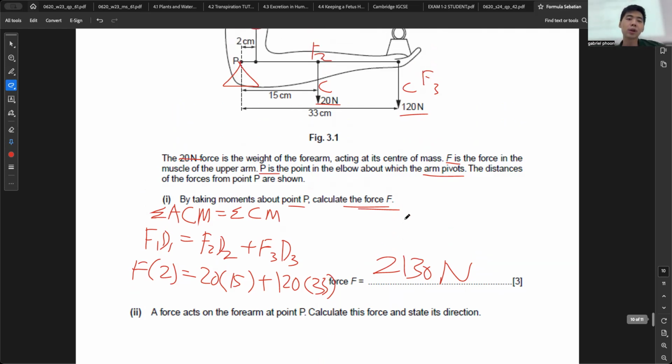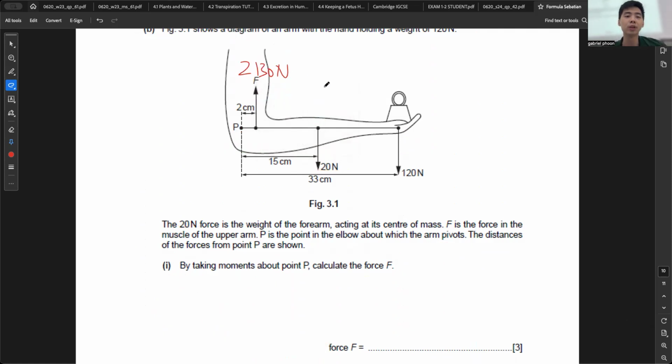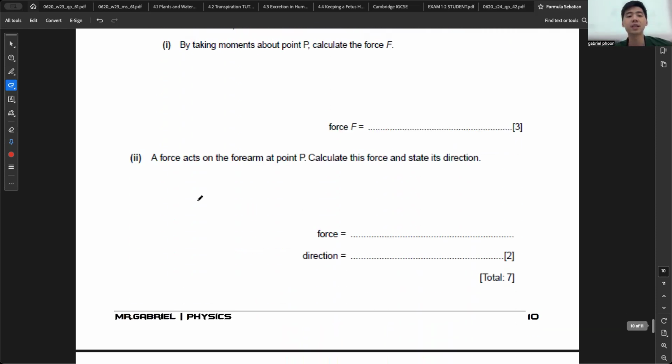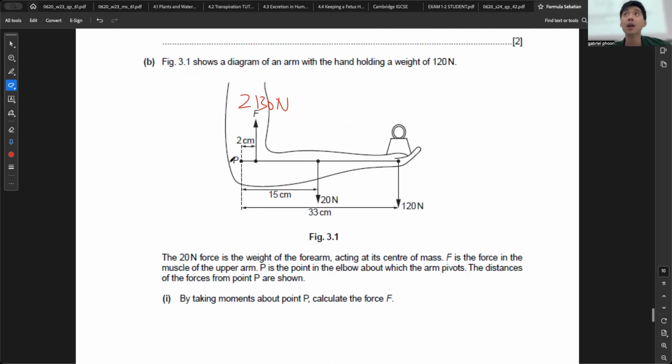Good. Okay, so right now with this new information here, we rub this all away, we get 2130 newtons. Which leads us to our next question, guys. It says that a force acts on the forearm at point P. Calculate this force and state its direction. This force could be to the left, right, down, or up, but they want you to find out how much the force is and which direction it is. Starting with the direction first: do you think it's up, down, left, or right, and why?